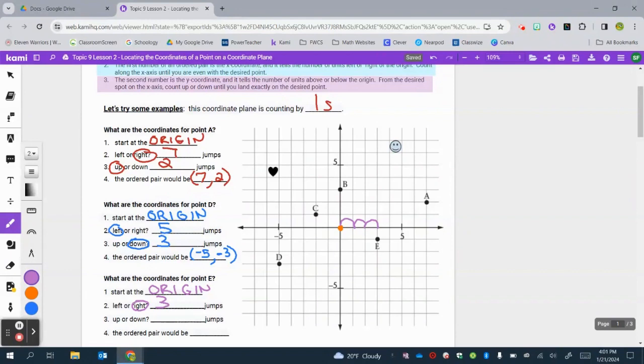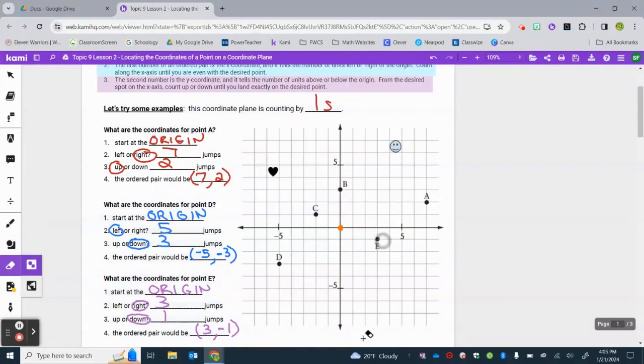And then step 3 says we need to go up or down. Obviously, to get to point E, I do need to move down from where I'm currently located, and I'm going to go down 1 jump, and I land exactly on point E. The ordered pair, since we move to the right 3 would be +3, down 1 would be -1. So point E is located at 3, -1.